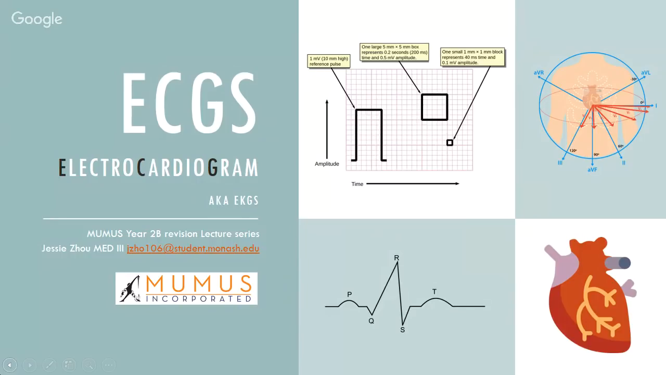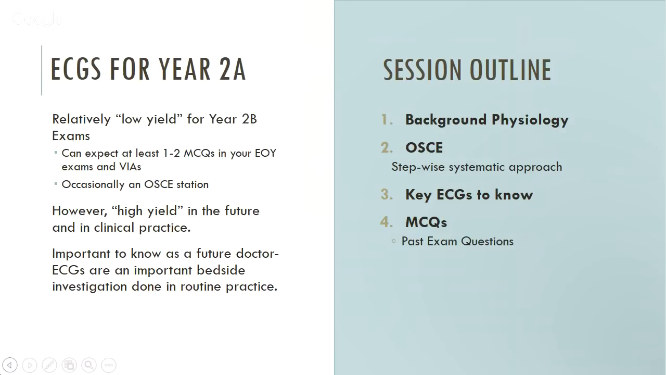So I'll just go over ECGs, which I think is a pretty important topic. You won't get too much for the exam, but it's more for later on as you progress through med school and obviously when you become a doctor. I'll quickly go over the background physiology, how to approach an OSCE, some ECGs you have to know, and some previous past exam questions which I've pulled out, because I think the best way to practice is to do previous exam questions.